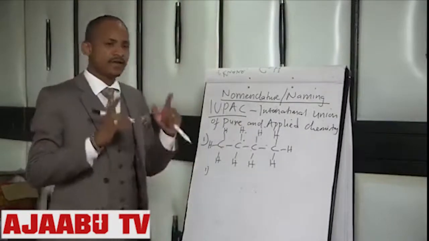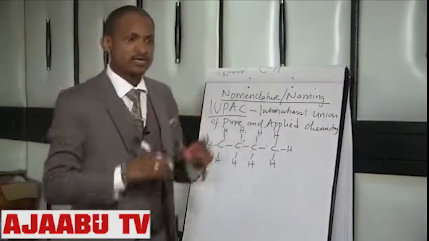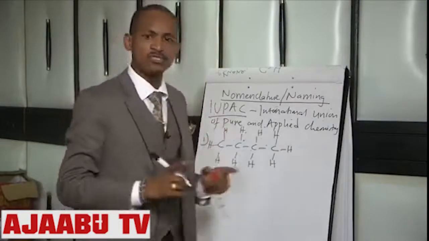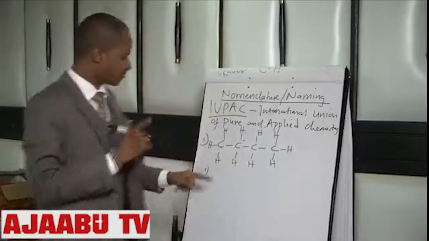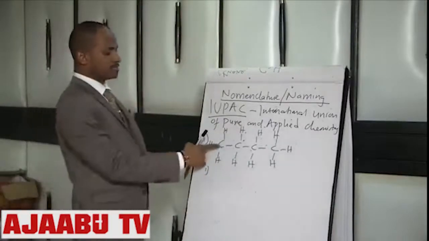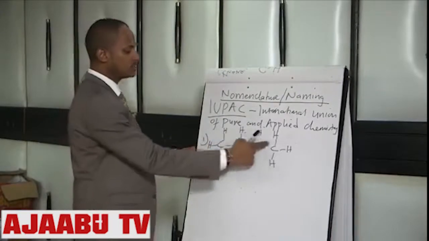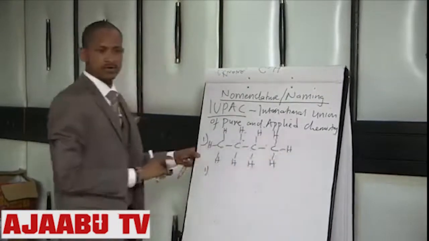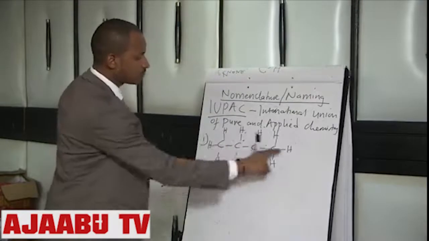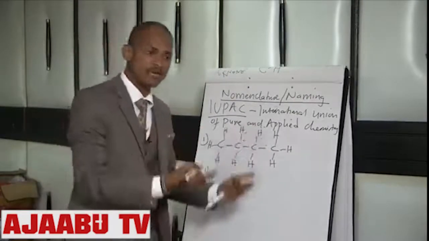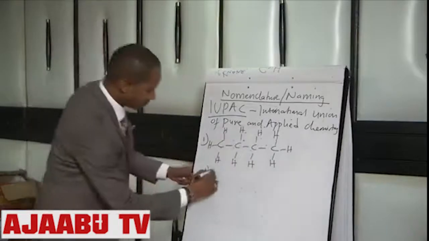identify the longest continuous carbon chain. Again, identify the longest continuous carbon chain. Number one. So in our case, if we identify the longest continuous carbon chain, here is 1, 2, 3, 4. You just count. Longest continuous carbon chain is 4. And number 4, we know very well that it is butane. Okay?